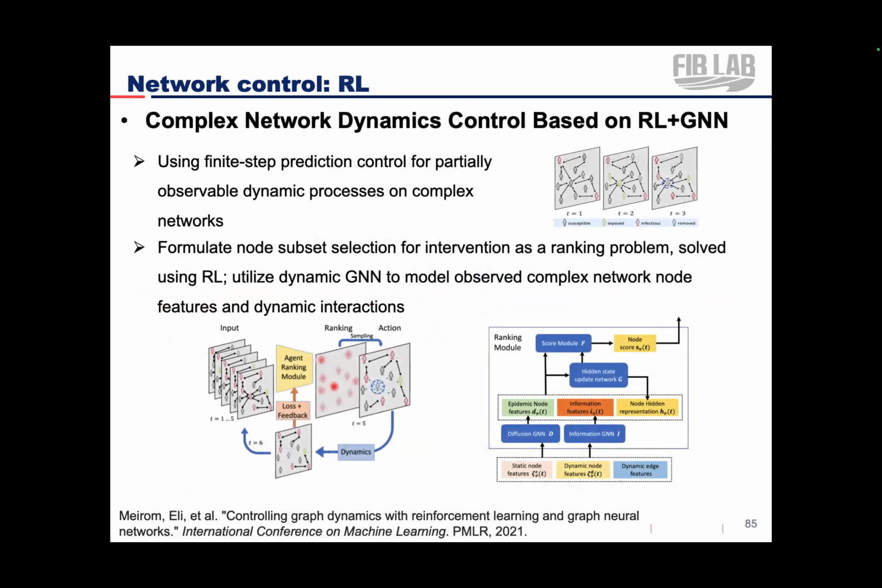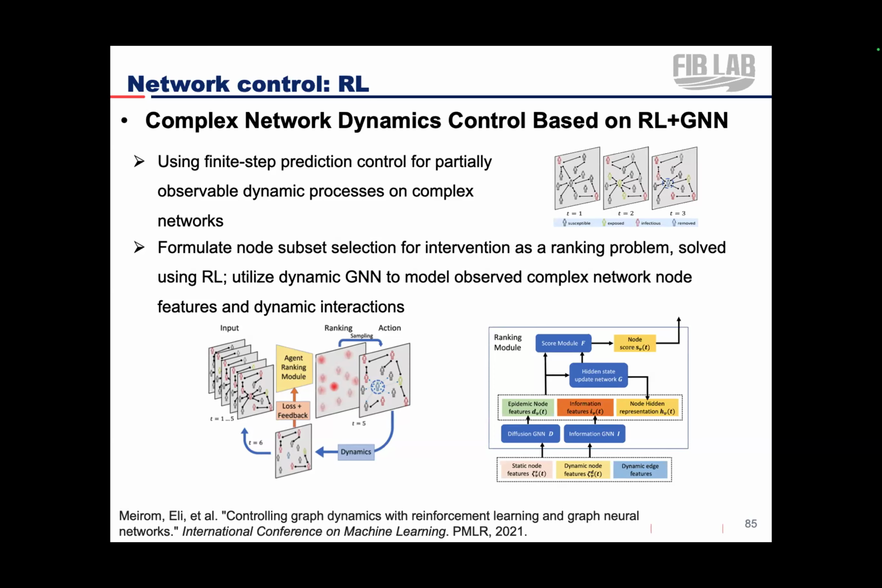And in this more recent work, the authors propose complex network dynamic control based on reinforcement learning and graph neural network. They use finite-step prediction control to deal with partially observed dynamic processes on complex networks. To deal with this problem, they formulate the node subset selection for intervention as a ranking problem, and it can be efficiently solved with reinforcement learning.